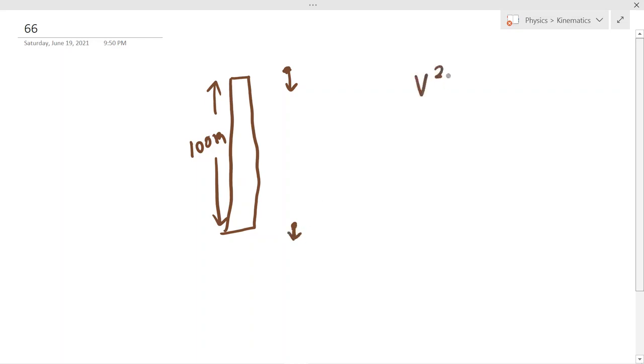So we can use this formula v square. Now the first thing we have to consider is that let's take the directions. So let's say downward is positive and upwards is negative, and let's say the top of the tower is our origin. Now h is the displacement s, which is equal to 100 minus 0, because final position is 100 and initial position is 0. So this is 100 meter.